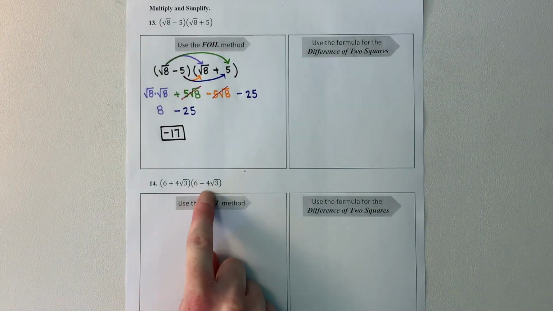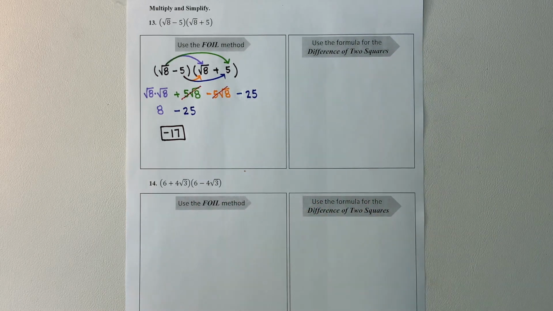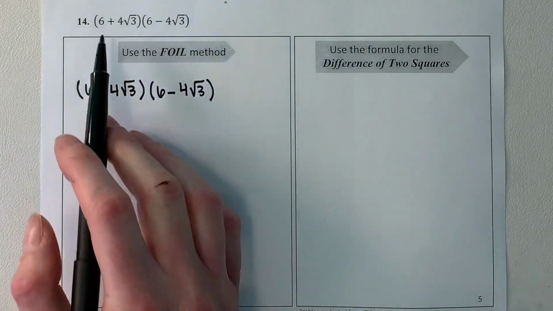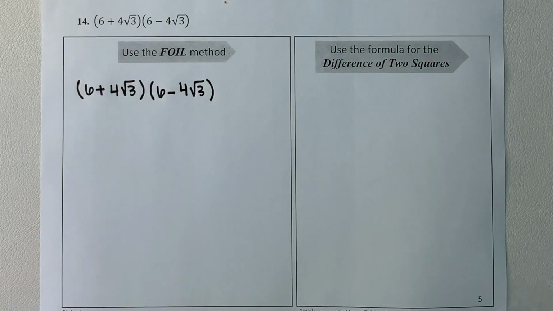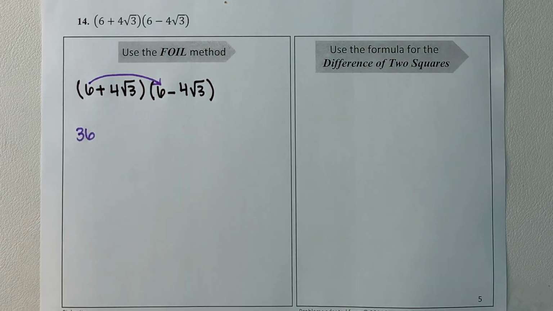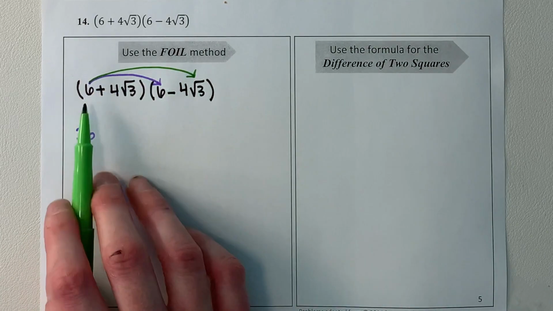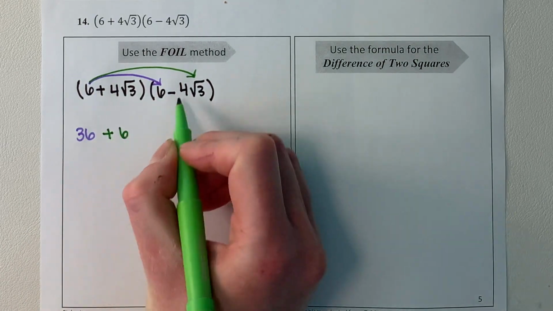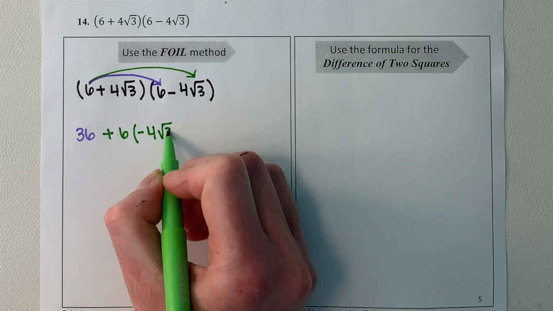Let's FOIL this expression down here, and then we'll look at the difference of two squares formula. I've started by copying down this exact original problem here, and to FOIL, we'll take 6 times 6 to get 36, then we'll multiply the outer, and for now I'm just going to write that as a positive 6 times negative 4 square root of 3.